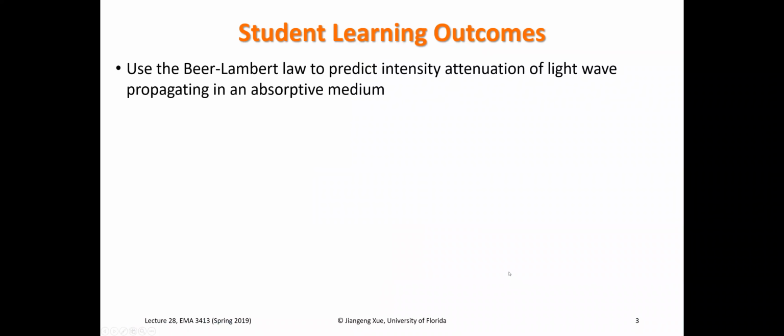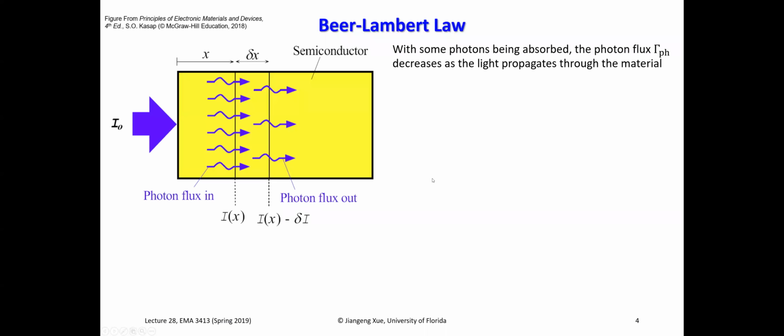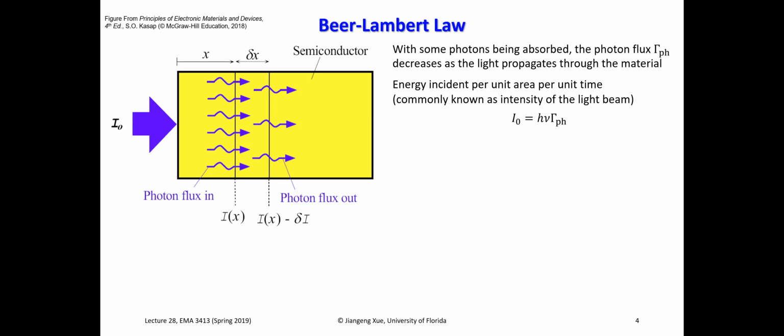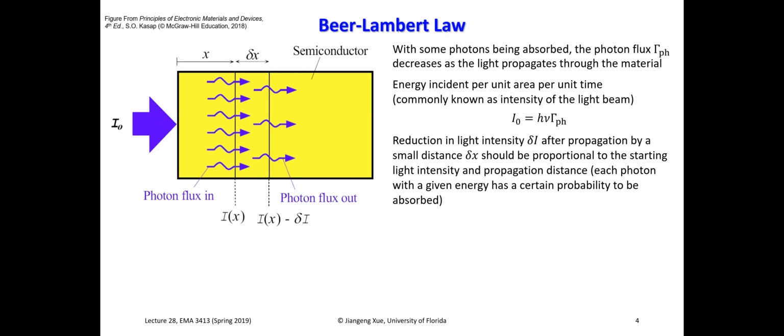The first student learning outcome is that you should be able to use the Beer-Lambert law to predict intensity attenuation as a light wave is propagating through a medium. As a light wave is propagating inside a medium, some of the photons may be absorbed, and the probability of those photons being absorbed will depend on these material properties. If we look at the flux or the intensity of the light wave, the reduction as it propagates forward by a certain distance will depend on how many photons you have in the original intensity, and also the distance it propagates forward.